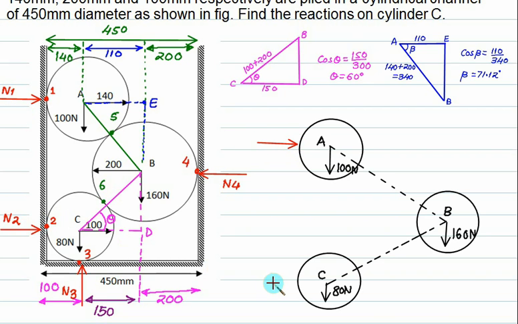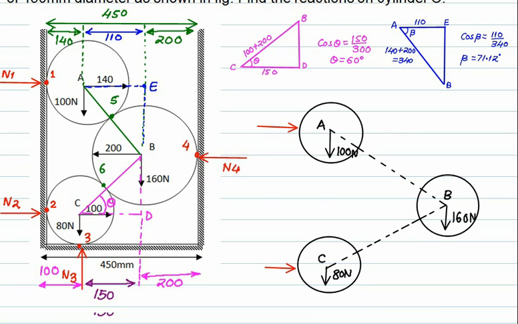N2 is passing through C, so N2 is passing through C. N3 is vertical through C, so N3 is vertical passing through C. And N4 is horizontal passing through B, so N4 is horizontal passing through B.